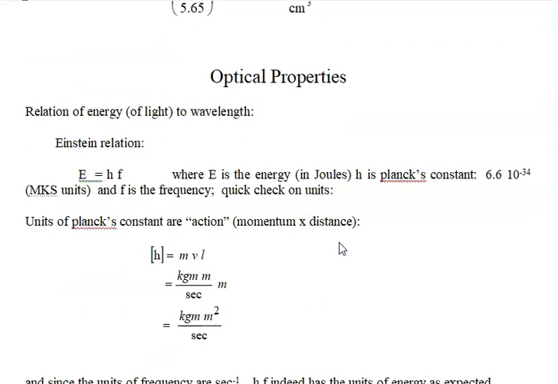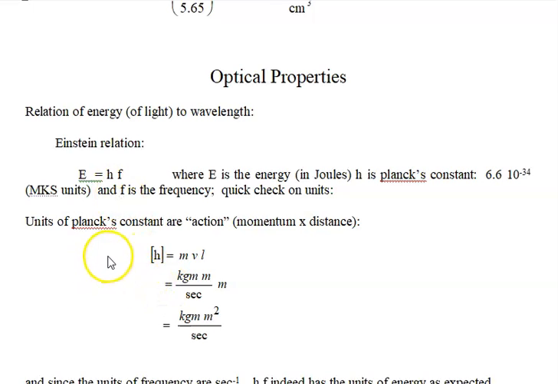Okay, let's go on now to optical properties. And we're going to start with the Einstein relationship. Energy is equal to Planck's constant times the frequency. Now, if Einstein was smart, well, actually he was very smart, but he didn't even have to spend too much energy in deriving this equation. It just pops right out of the units.